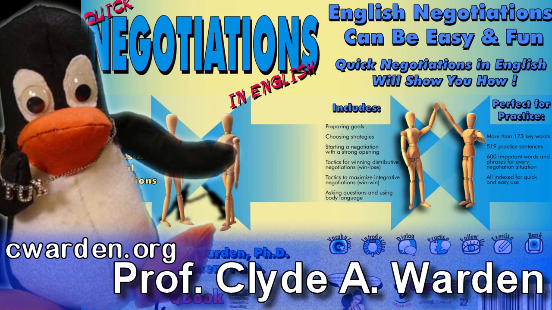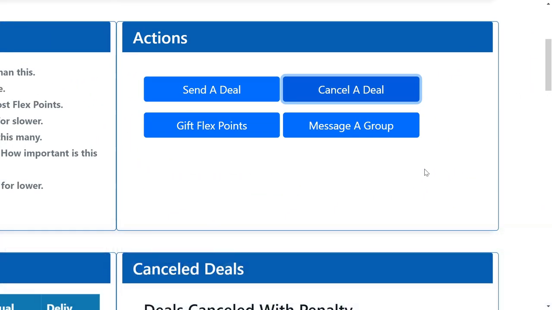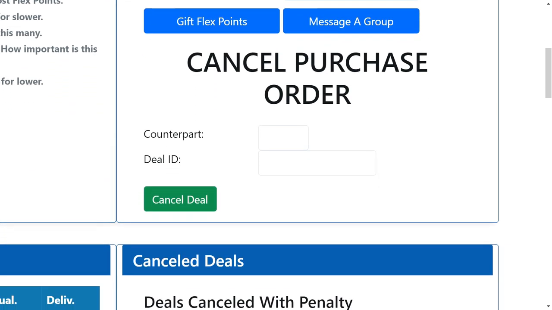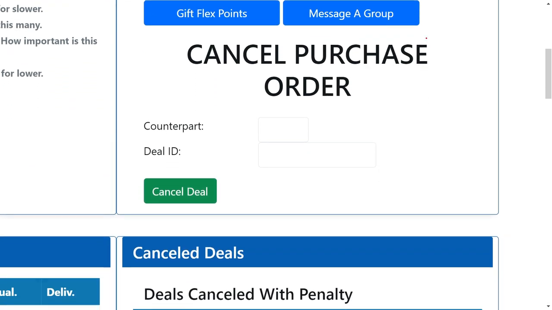The last action we're going to look at is the cancel action. Canceling a deal is very straightforward. You just press the button to cancel, and then you need to input the counterpart, that is the other group that you made a deal with. For example, maybe group number 3. So I sent a deal to 3, but I want to cancel now.